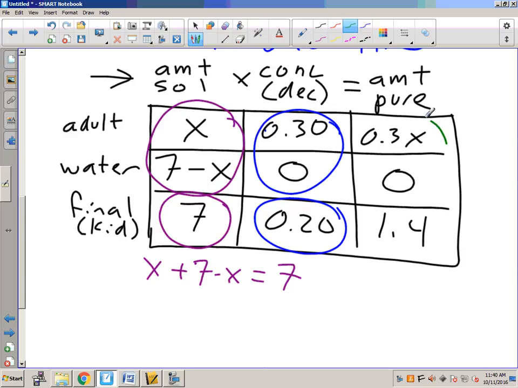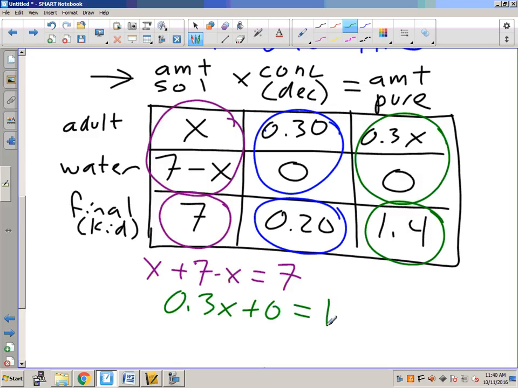Would it make sense that the amount of pure stuff in both of those things combined would be the amount of pure stuff in the final product? Yes. So here's another equation: 0.3x plus 0 equals 1.4. Now that looks like something that we can solve. And that's what we're going to do. We'll solve that, and then we'll know what x is, and then we'll know the amount of solution for the adult stuff. We can figure out the amount of solution for the water, and we'll be able to answer our question. Okay? And then we're done.